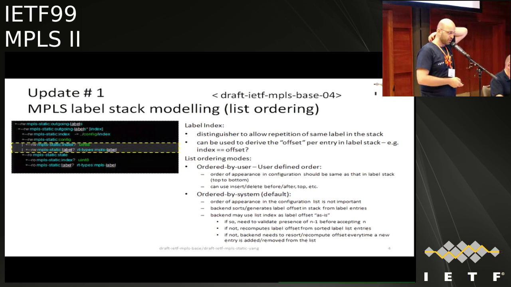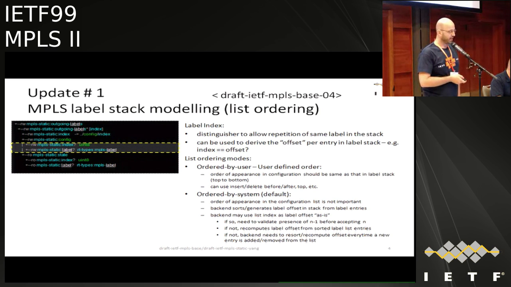Some are in favor of using the index as an offset. The issue with using the index as an offset is that if I configure index number 2, there must be a check that a previous label at index 1 exists, because you can't place a label at offset number 2 without having a label before that. So there is some additional verification that needs to be done if we do that.